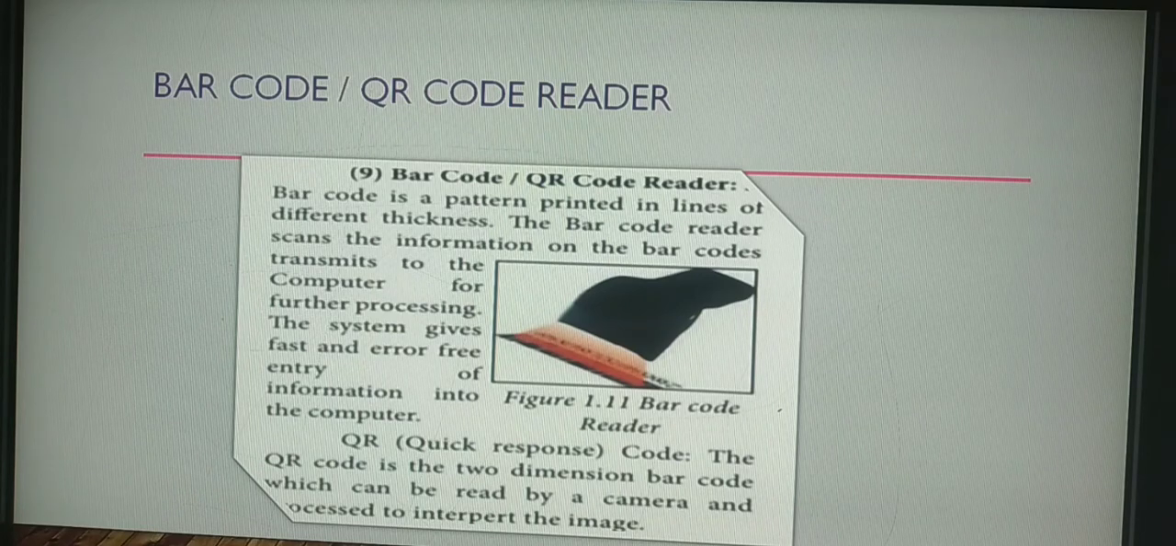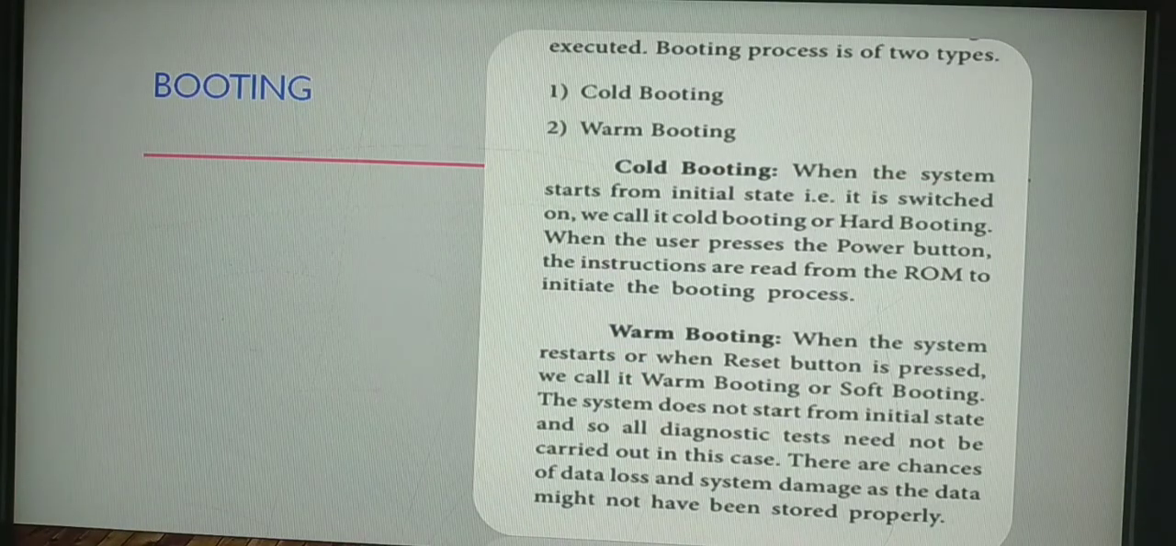Yes, next we are going to see some one-word answers, or otherwise we can discuss some extra questions for now. Yes, the extra question is booting. This first question is your extra question. You have to mark this also. Under that, first you are having booting. It is in page number 10. Mark it. The booting process is of 2 types: cold booting and warm booting.